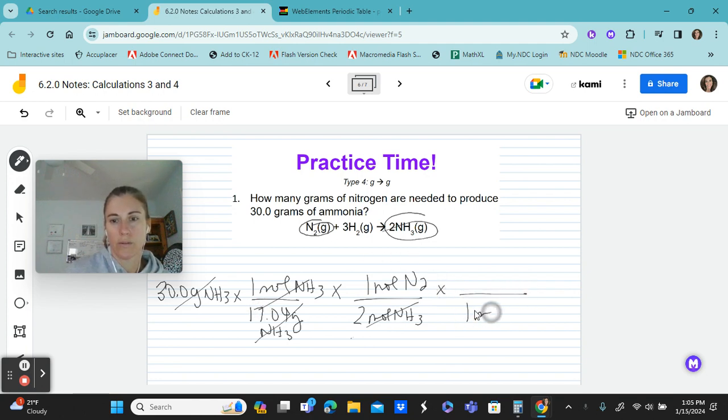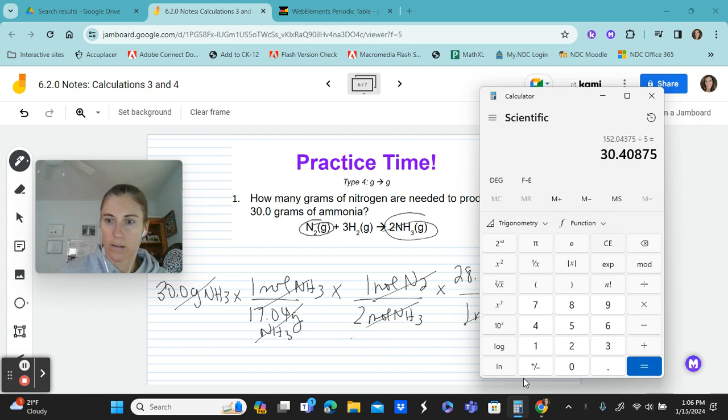Then we're going to pivot to grams of N2. So 2 times 14.01 is 28.02. And that will cancel out. So now 30 times 28.02 divided by this.